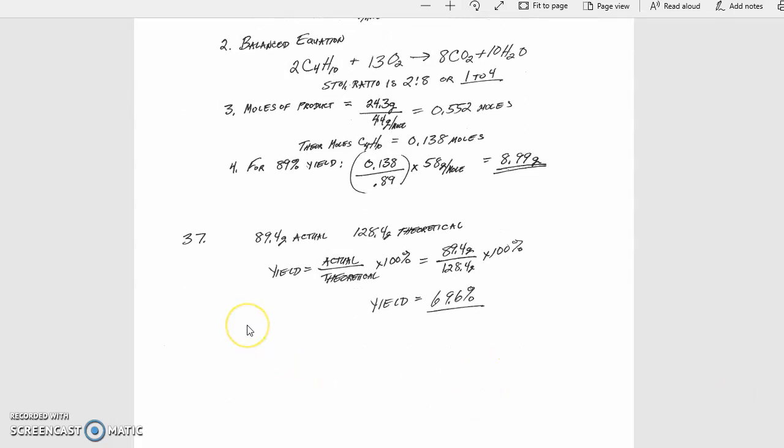Last one is the simplest of all, right? Here you've got this for your actual yield, this for your theoretical yield. What percent yield do you have? Actual divided by theoretical times 100% just gives you 69.6%. Very simple. So anyway, those are the different problem sets that you had to answer. And if you know how to do all of those and know the answers to the different questions, you will do extremely well on the test next Wednesday.